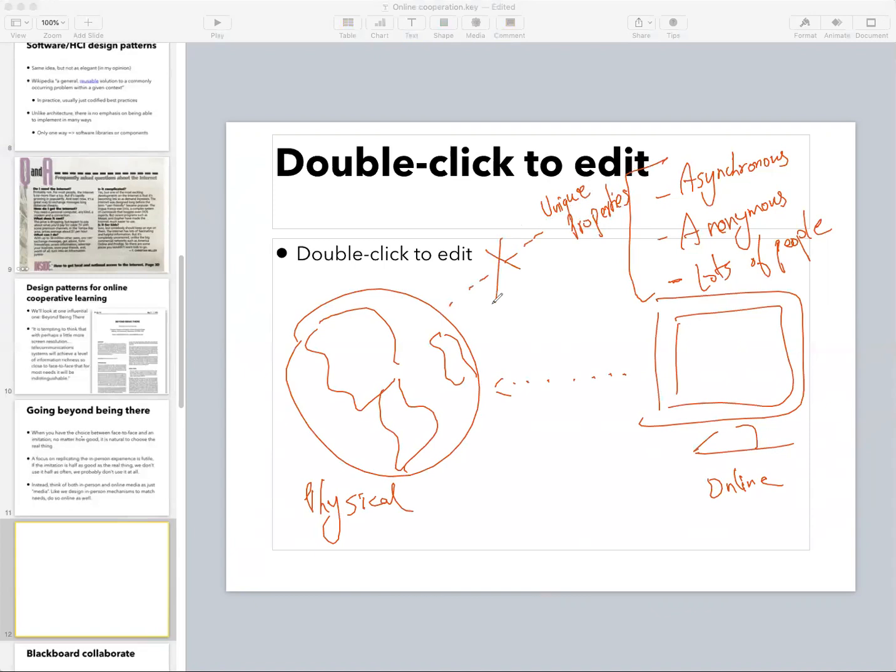So if you're trying to design something online, don't focus on the properties which you're trying to match to the real world. Instead, focus on all of these other properties, which can give you different benefits, which can allow you to design differently than you would in the in-person setting. All right, so let's look at one example of what we mean here.